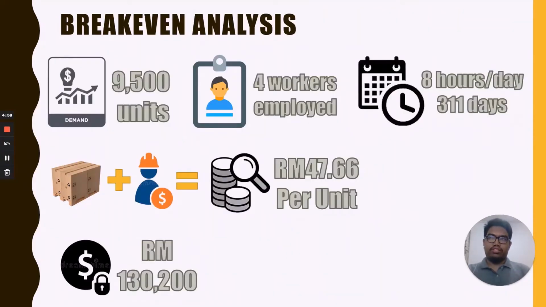Next is the break-even analysis. We assume 9,500 units in demand annually, with 4 workers employed in production for a total of 311 working days in 8-hour day shifts. Having calculated the total material cost and labor cost, the variable cost per unit is 47 ringgit 66 cents, and the fixed cost is 130,200, which consists of rent, bills, maintenance, and more.